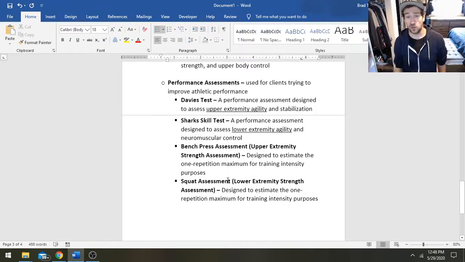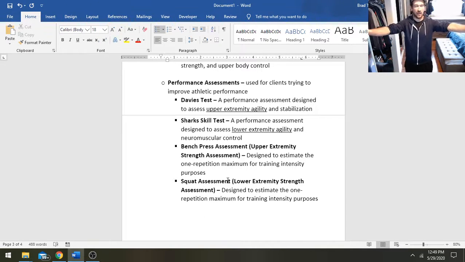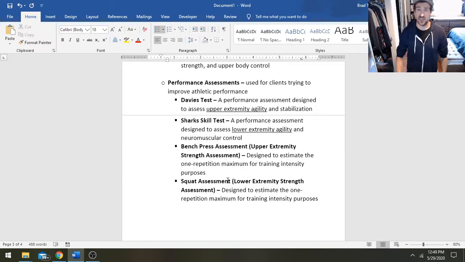Then finally, our last category of assessments are going to be our performance assessments. These are used to improve and track your athletic performance, whether they're agility-based or strength-based. We've got our Davies test, which is a performance assessment that assesses your upper extremity agility. That's with your two hands 36 inches apart. You're going to reach across and touch hand to hand there. Then you've got the Shark skill test, where you stand with your hands on your hips in a grid, a box of nine 12-inch squares, and you jump from box to box to box as fast as you can. That's a lower extremity agility assessment.